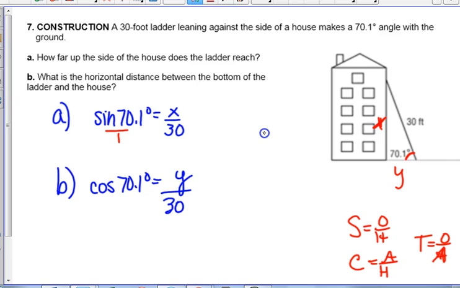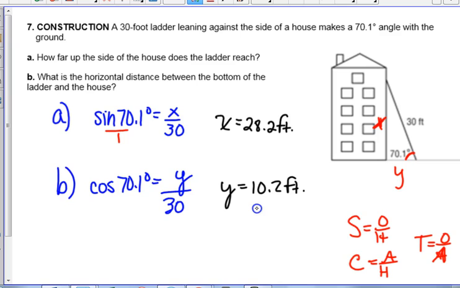How about if you try these then? Anybody get an answer for X? And how far out is it? This seems a little odd to me. 10.2 feet? That seems kind of far away to have the base of your ladder, but it's a very long ladder. A 30-foot ladder would be like a 3-story ladder or so. It's pretty far, pretty long.